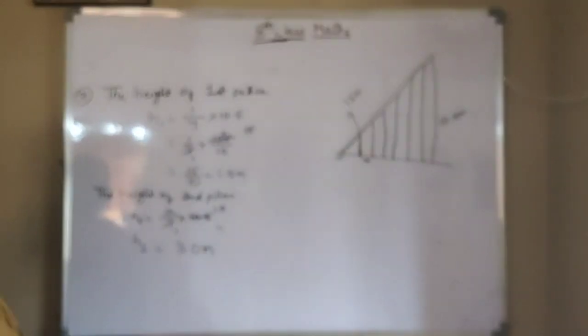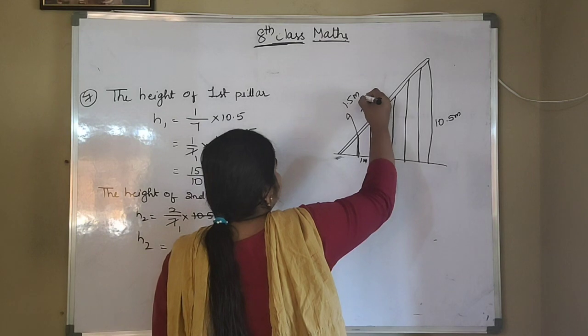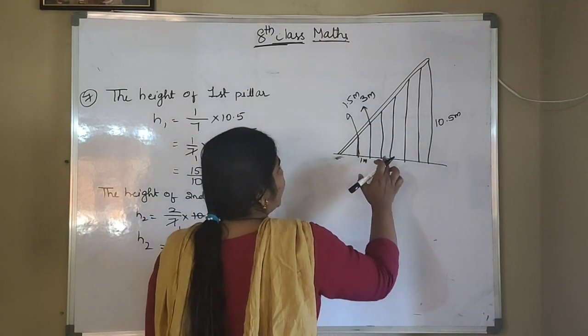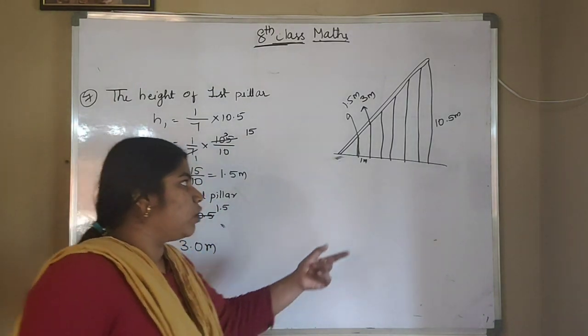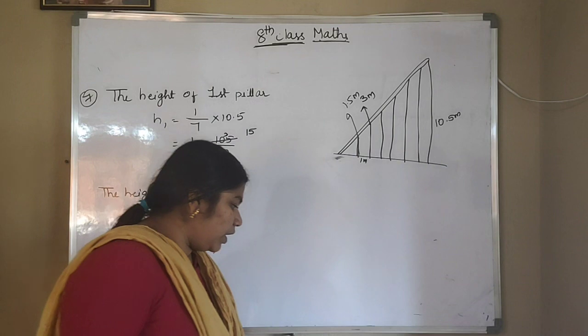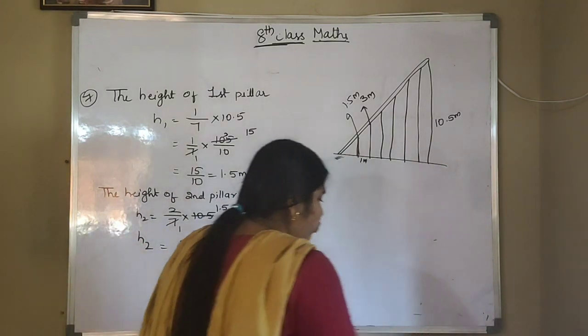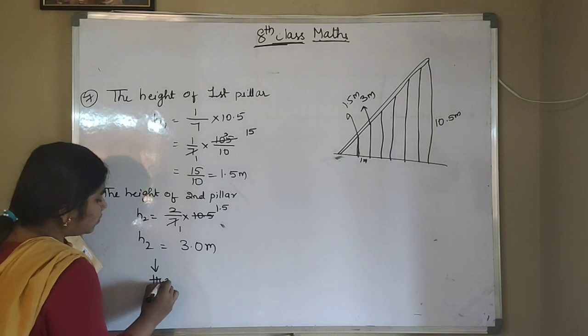In the same way you have to find all the pillars. Already we got this as 3 meters. Now you find the third, fourth, fifth, sixth pillars. You find all the remaining pillar values. Next, I am starting the 8th one. The remaining ones you try as homework.